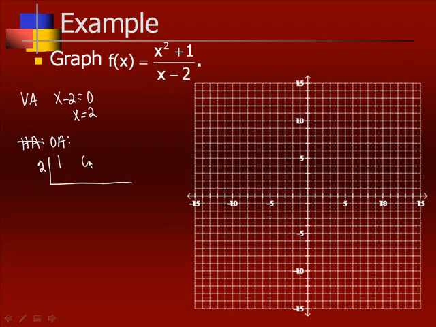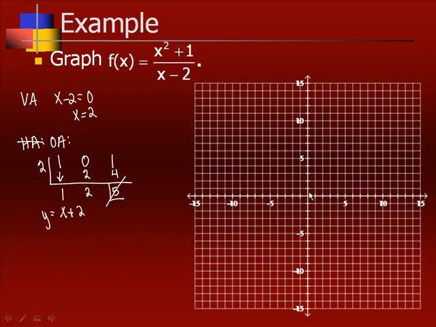So we get 1x to the second, 0x plus 1. Drop that. So 1 times 2 is 2. And that would be a 4, and that would be a 5. So in this case, you always throw out your remainder. So this would be x plus 2, which says our oblique asymptote is y equals x plus 2.